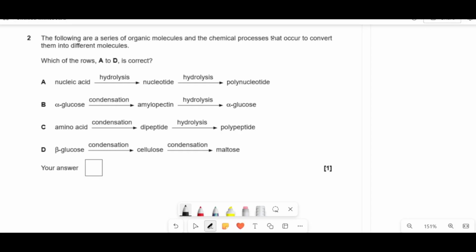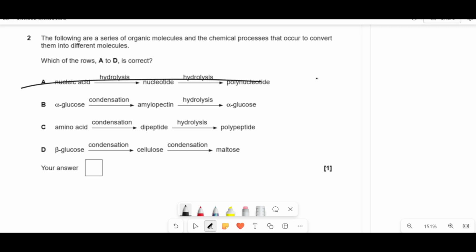Next it says the following are a series of organic molecules and the chemical processes that convert them into different ones. Which one is correct? We just have to look at them one by one. Nucleic acids via hydrolysis make nucleotides, which via hydrolysis make polynucleotides. No, because nucleotides are joined together to make a polynucleotide by condensation, and hydrolysis is breaking apart, so you're out.